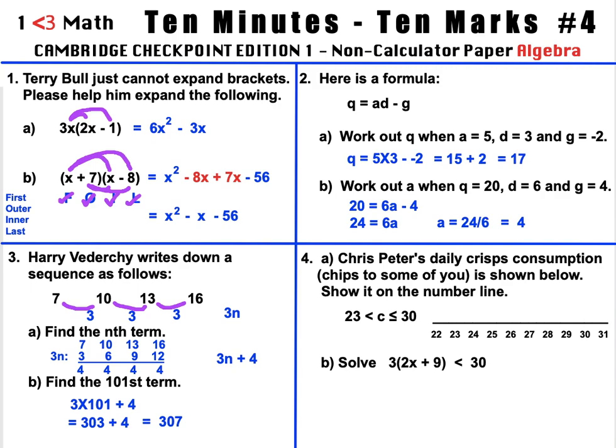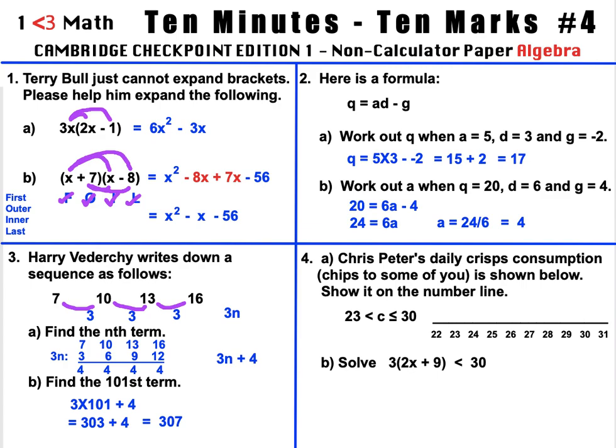Question 4: Chris Peter's daily crisps consumption, known as chips to some of you, is shown below with an inequality. Show it on the number line. So we've got C is greater than 23, but less than or equal to 30.